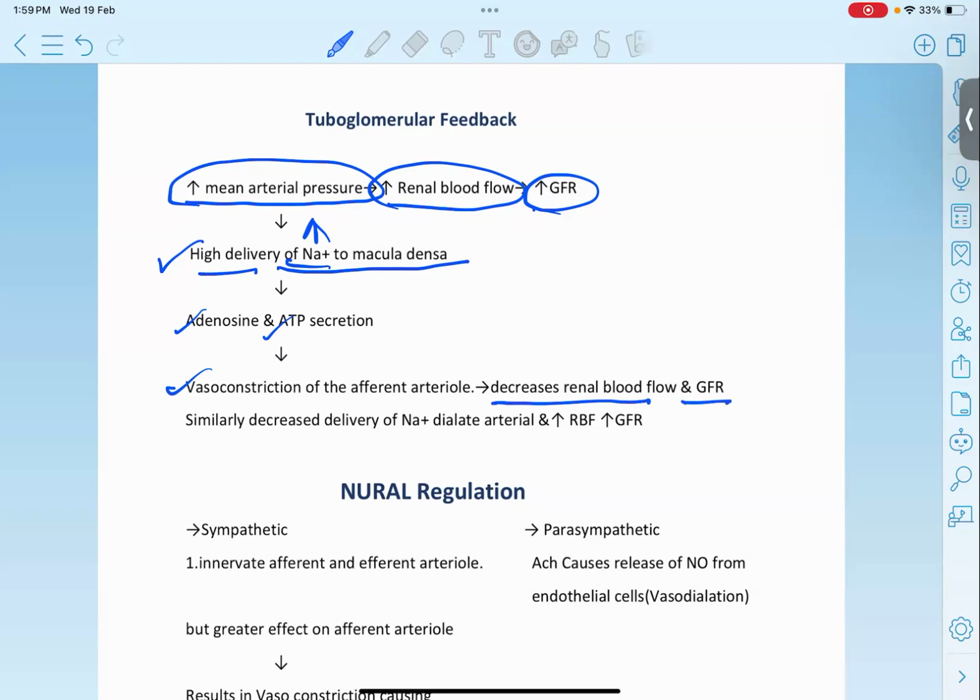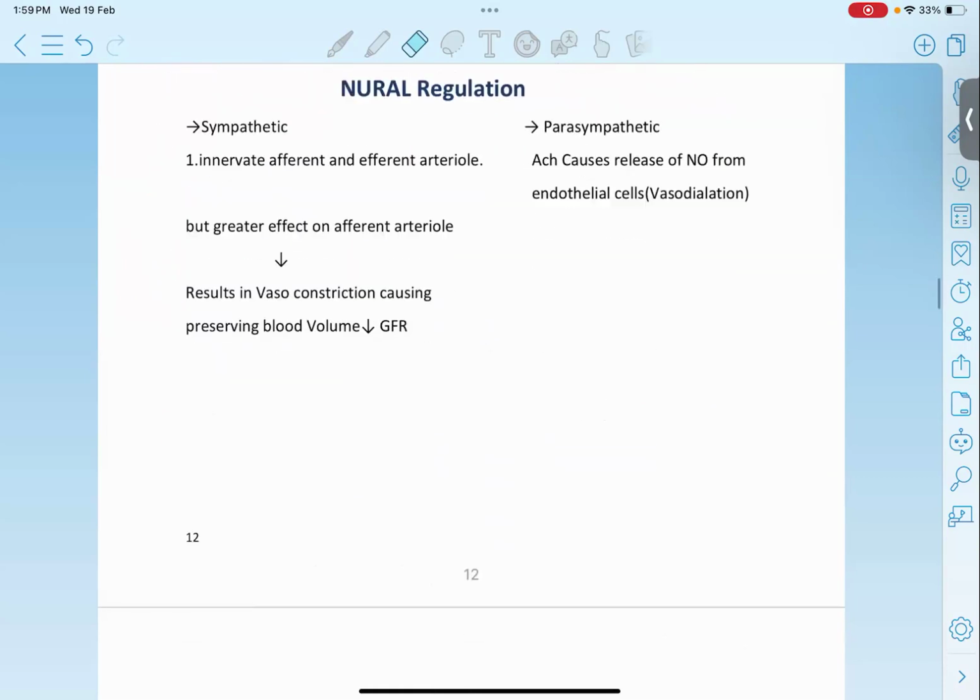Similarly, the opposite thing will happen if there is decreased mean arterial pressure. That means low delivery of sodium to the macula densa, then there is going to be vasodilatation, and that is going to increase the renal blood flow and GFR. So the point is, no matter what the blood pressure is, through this feedback mechanism they are maintaining an optimum renal blood flow, or RPF, renal plasma flow, and GFR. So that is all about the tubulo-glomerular feedback mechanism.